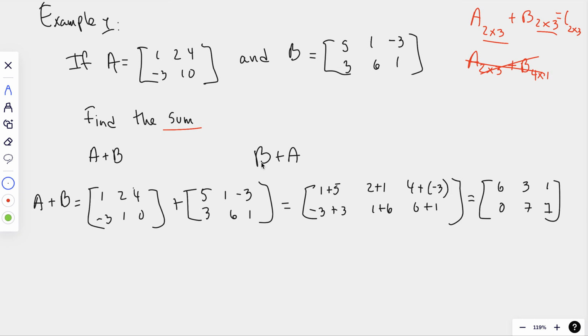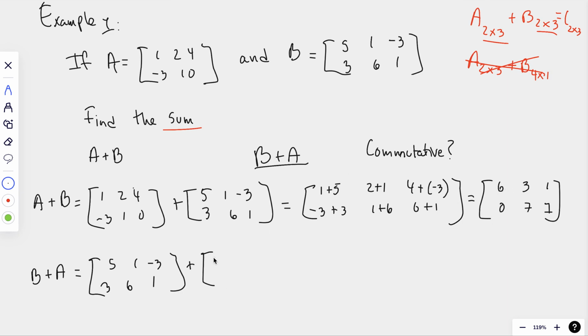Now, are we going to get the same thing if we add B plus A? That's a question that we must answer. So B plus A will be, it's very similar actually, 5, 1, negative 3, 3, 6, 1. The question is, is summation commutative? Are matrices commutative when you add them? That means that if you change the order of the matrix, are you still going to get the same answer? So let's check it out.